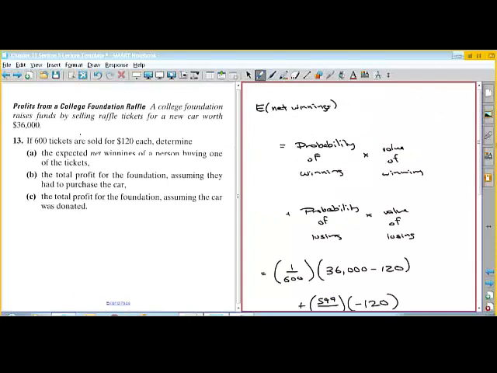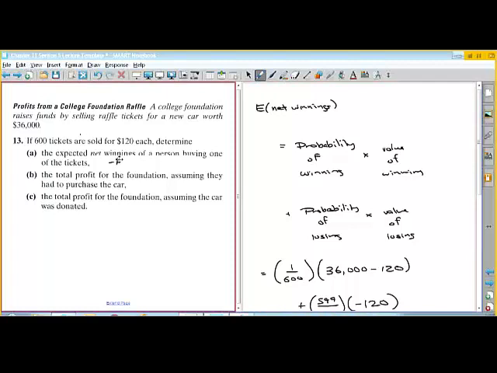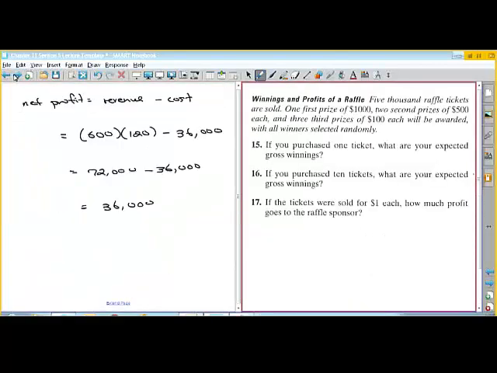So to answer the questions and the problem here, the expected net winnings per person were negative $60. The total profit, assuming they had to purchase the car, was $36,000. And the net total profit if the car was donated is just the total amount of tickets that were sold, which was $72,000.